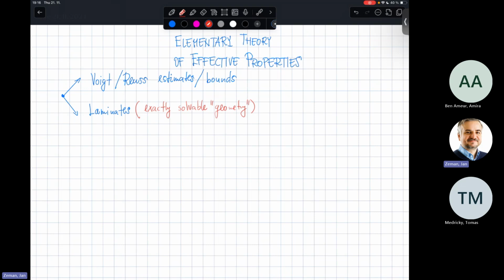Okay, but before doing so, I will narrow myself a bit in terms of the classes of materials I will consider. I mean, the restriction is at this stage by no means significant. So I will introduce something which is called multi-phase composites.